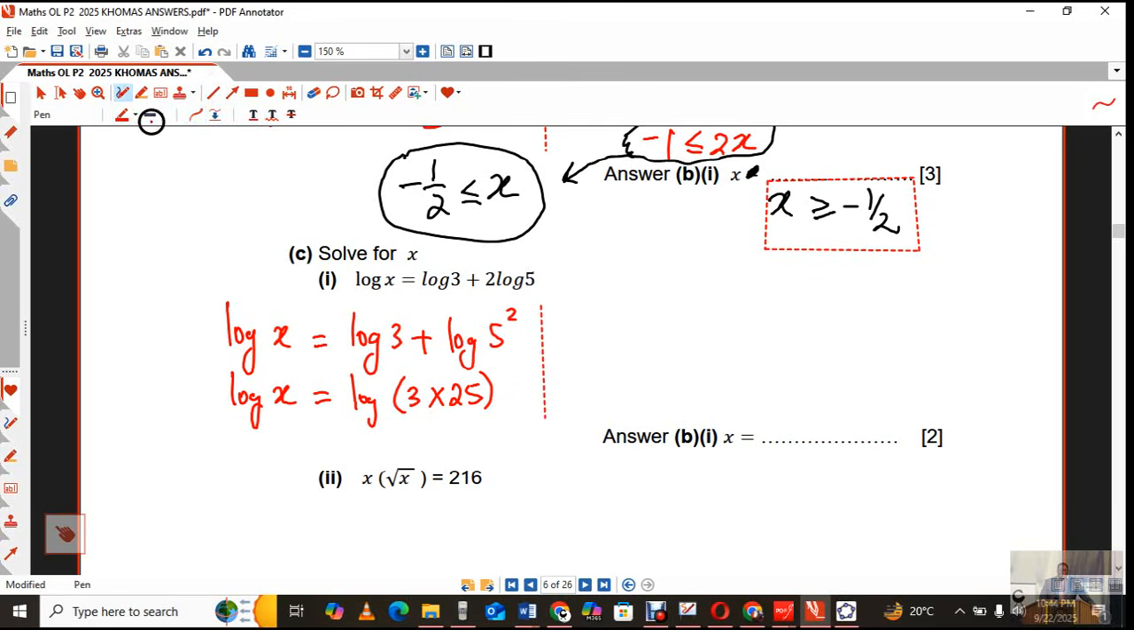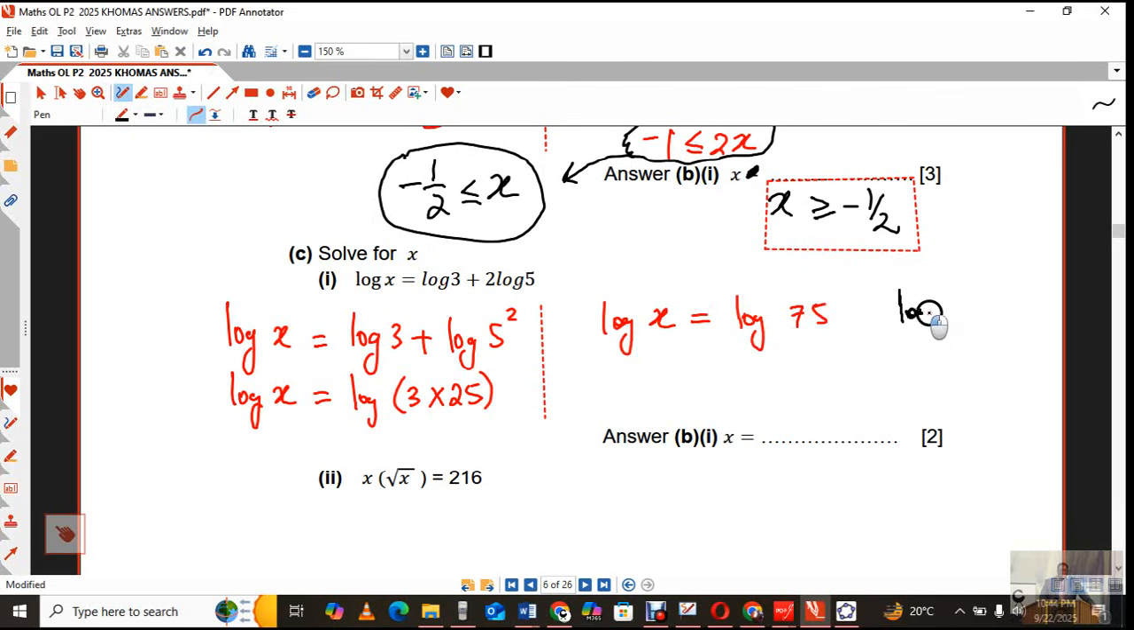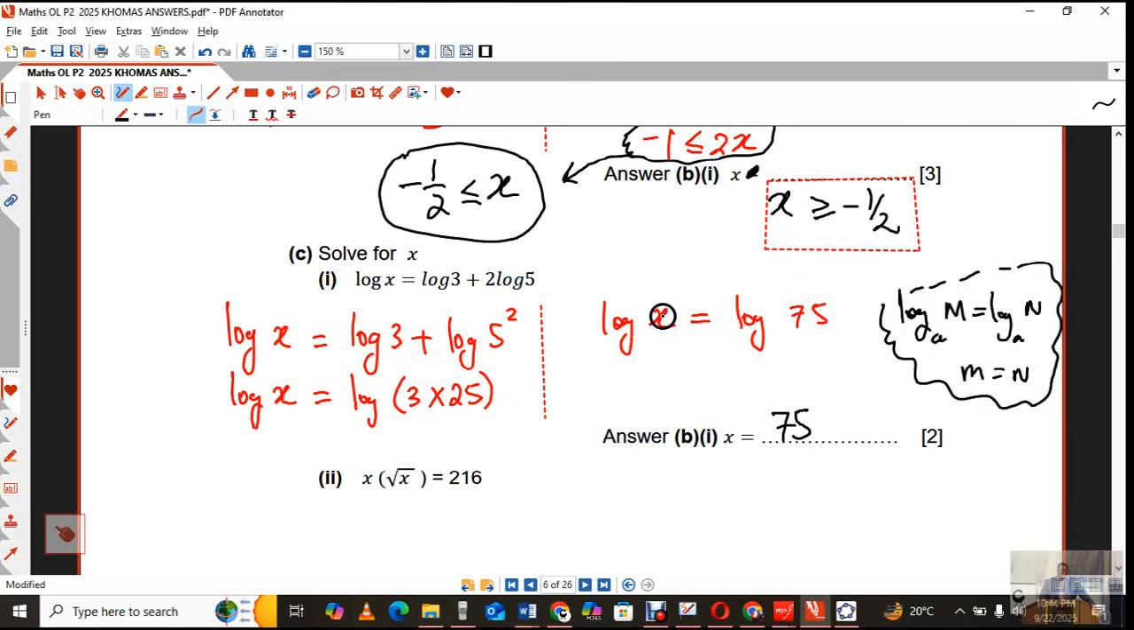And then at the end of the day, you're going to have log x is equal to log 75. And then obviously now you're going to use a concept that says that if you have log of the same basis of m is equal to log of the same basis of n, then you're just going to equate those together. So in this particular case, x is equal to 75. So you're just going to drop the log, so to speak, and just let those two numbers equal to each other.